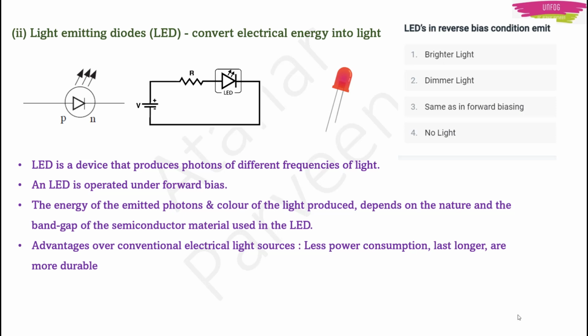LEDs in reverse bias condition: do they emit brighter light, dimmer light, the same as in forward biasing, or no light? See what I told you, a PN junction diode operates under forward bias. So does the LED. The LED also operates under forward bias. So it means that it will not operate under reverse bias, right? If it is not operating under reverse bias, it will not give you light. So no light will be the answer.